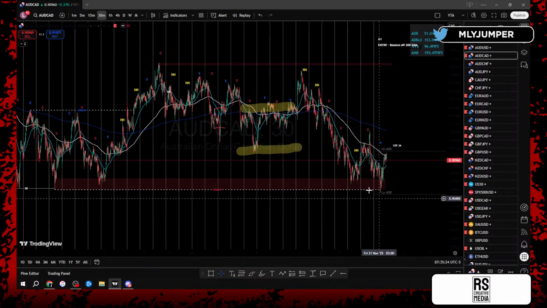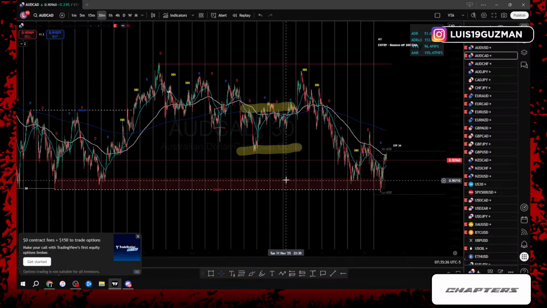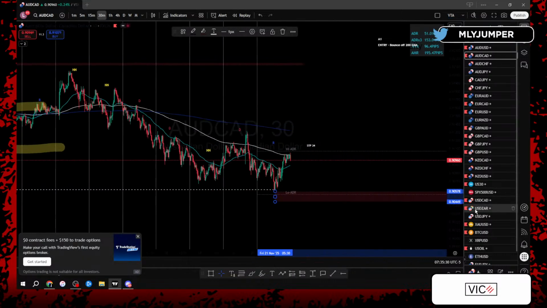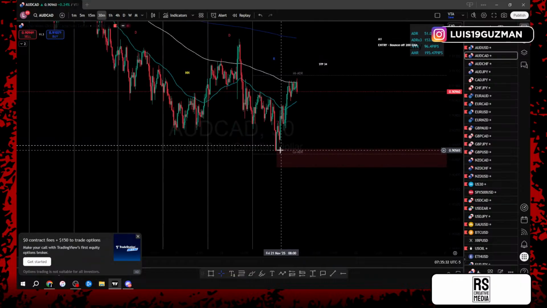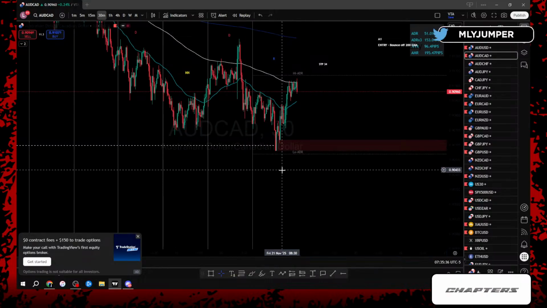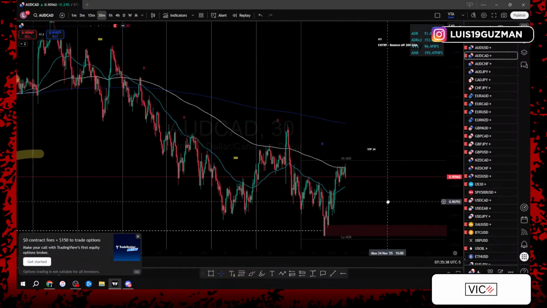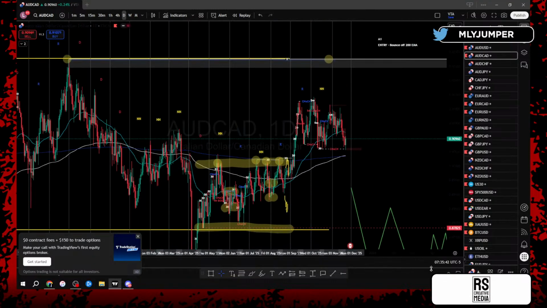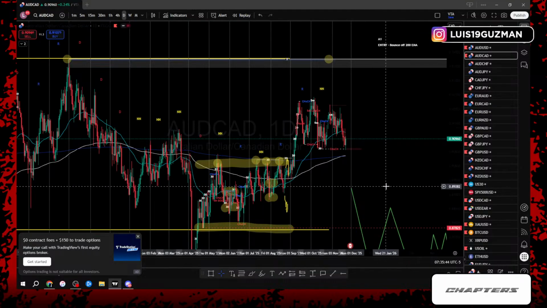So we are now trading between this high up here and these lows down here. It's going to be a pretty big zone, but that's okay. Right now for AUDCAD, I don't have anything. Once again, once price is in a zone of consolidation, I'm letting it go.